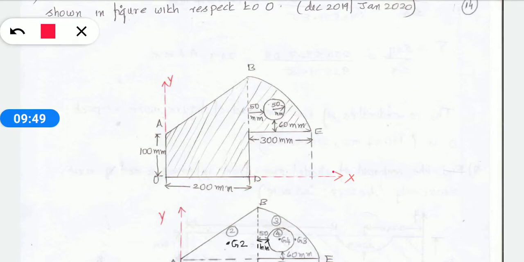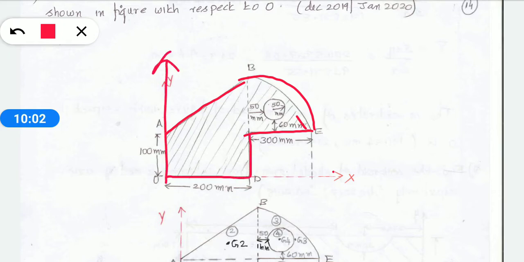This can be calculated like this: this is your whole area. See, this is your quadrant circle. Somewhat, the shape has been defined. This thing you have to find out. Okay. Here is your y-axis and here is your x-axis.